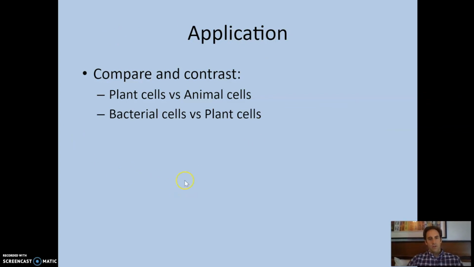Here would be a really good practice activity. You could do a Venn diagram or a double bubble or whatever you like to compare and contrast these two categories of cells and see how you do.